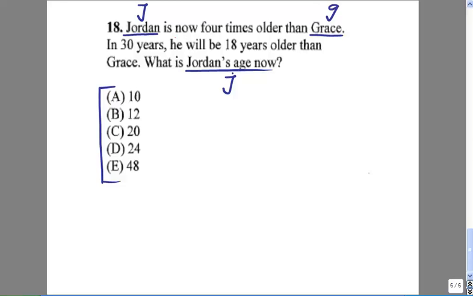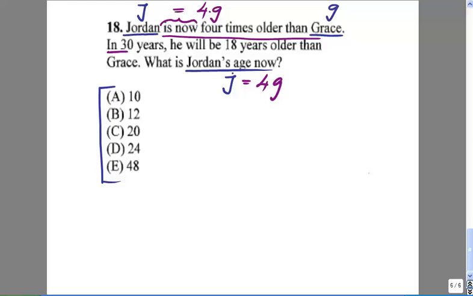Jordan is now 4 times older than Grace. Jordan is now, okay? Instead of "is now," I can use equal, right? So my J as a value, that variable, Jordan's age, will be 4 times older than Grace. 4 times G, right? 4 times Grace's age. And that's your first equation. J equals 4G.